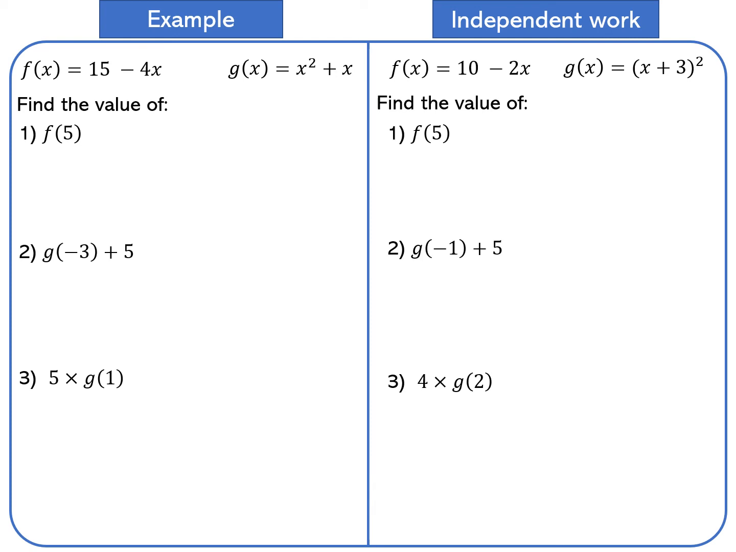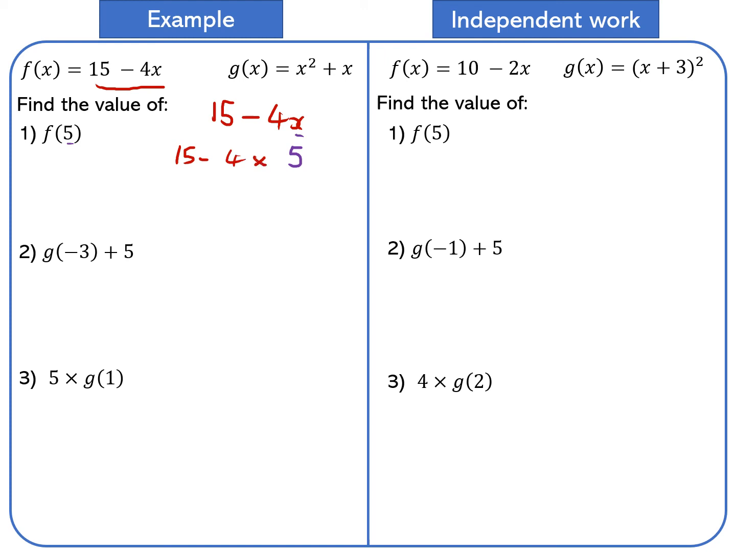f of x equals 15 minus 4x. g of x equals x squared plus x. Find the value of question 1, f of 5. First job I'm going to do is copy that f of x down. 15 minus 4x. And what I'm going to do is replace x with 5 because we've got f of 5. So let's do that. I've got 5 there. We've got 15 minus 4 times 5.